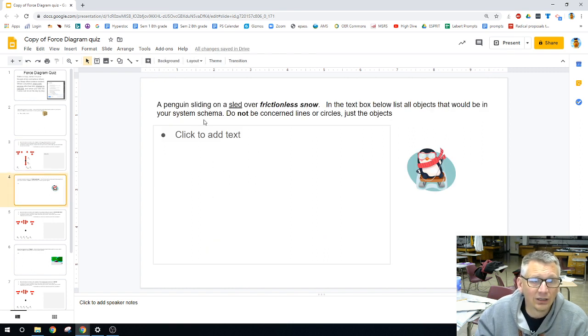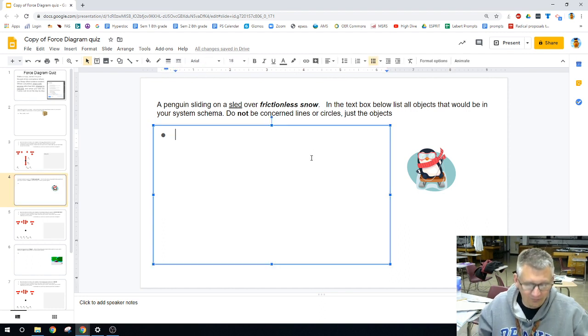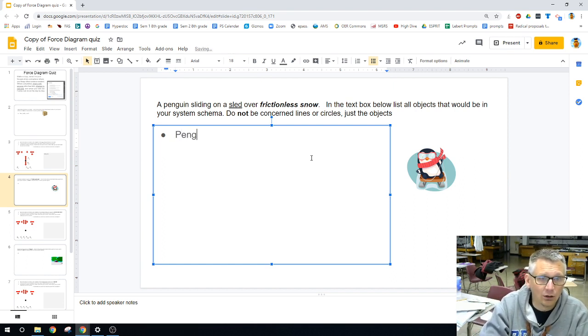Next, we have a penguin sliding on a sled over frictionless snow. So if it's frictionless, that is not acting on it. So we have the penguin, and that would be the sled. Sorry, it should be sled. And if you did penguin, I wouldn't get upset. Penguin and earth and ground, or let's say snow, whichever one you want to use.